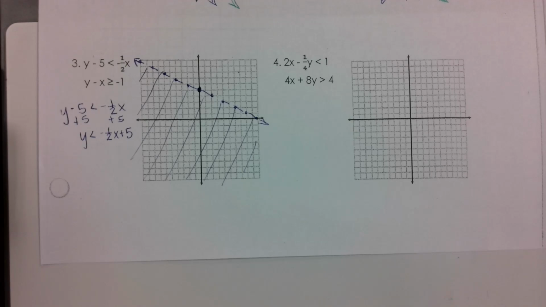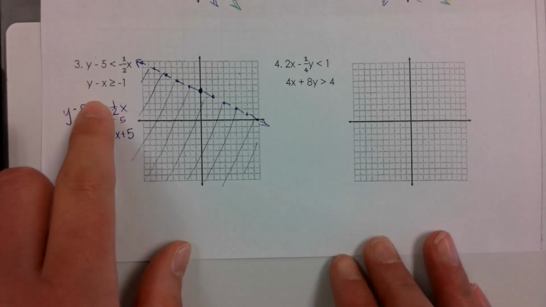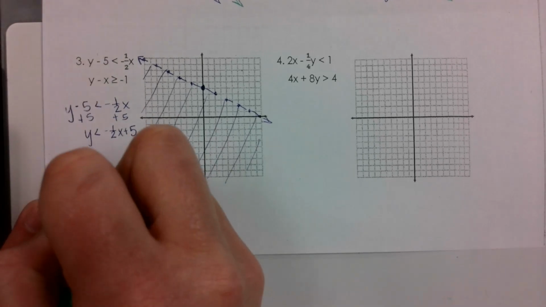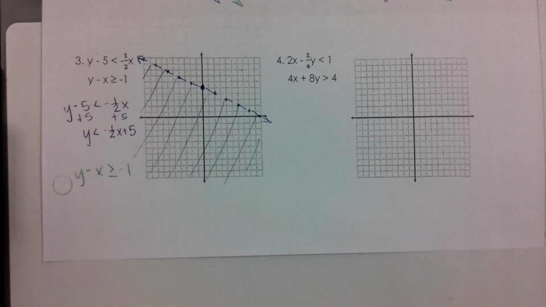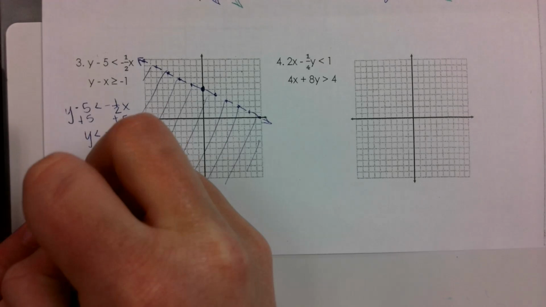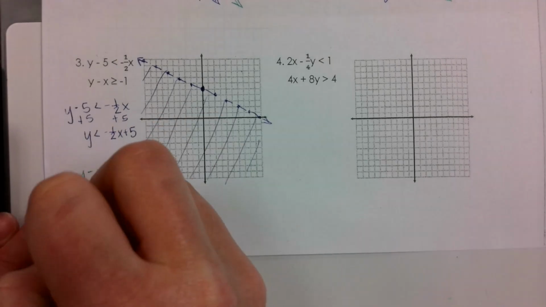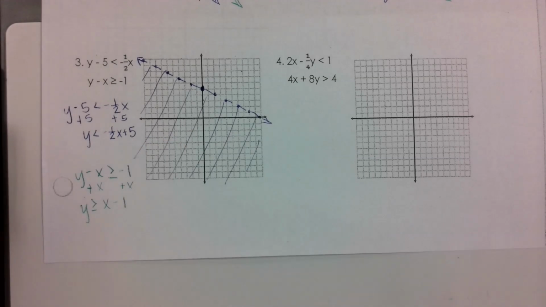So now we can look at our second inequality. Again, is this in slope-intercept form? No, so we've got to get it there. We've got y minus x is greater than or equal to negative 1. How do we get that in slope-intercept form? Add x. So y is greater than or equal to x minus 1. Then we can go ahead and graph from there.